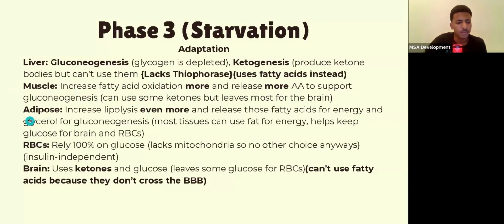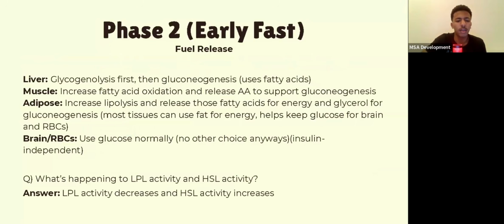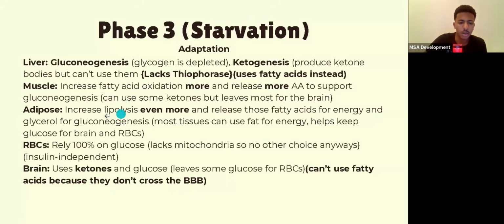And finally, before we get into RBCs and brain, we have adipose. And adipose tissue increases lipolysis even more. So whatever we saw in phase two, it's being exacerbated times two. Think of it like that. So adipose tissue increases lipolysis even more and releases those fatty acids for energy, and the glycerol goes for gluconeogenesis at the liver. And again, we said most tissues can use fat for energy. It helps keep the glucose for the brain and the RBCs.